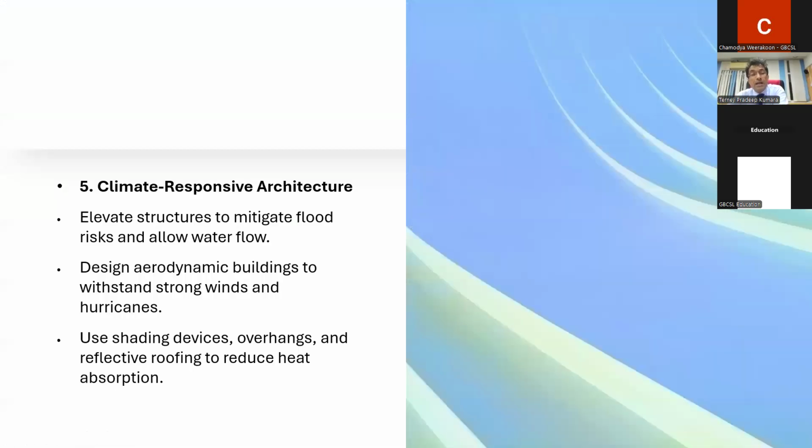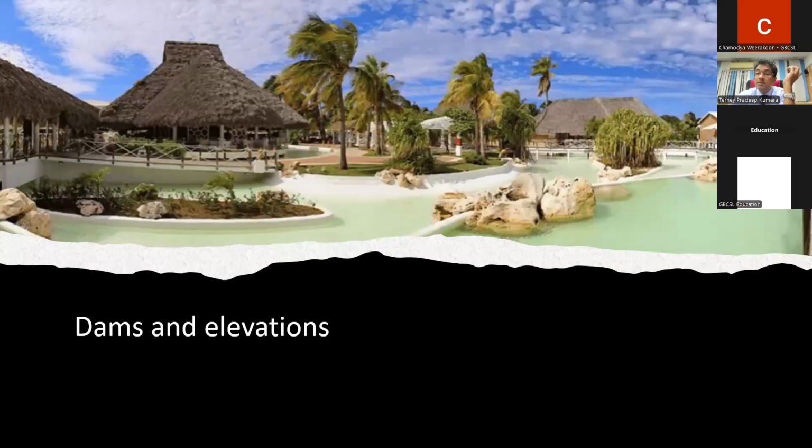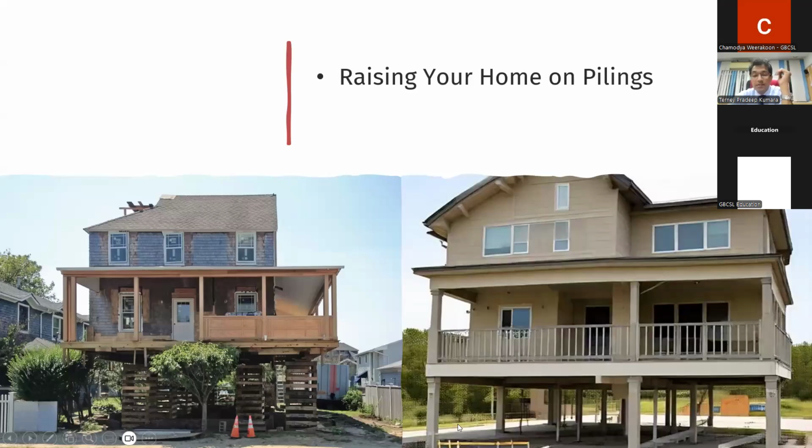And climate responsive architecture, right? Elevate structures to mitigate flood risk in the future. Devices, overhangs, and reflective roofing to reduce heat absorption, right? So here you can see using natural shades for your buildings to reduce the heat. And again, here you can see dams and some elevations to get some protection for your infrastructure, expecting some future flooding or maybe future sea level rise.